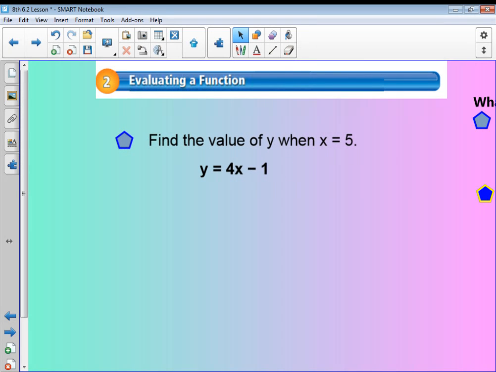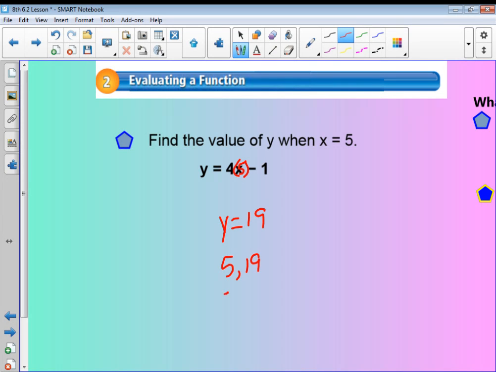Okay, find the value of y when x is 5. So we're going to put a 5 in place of this. Okay, 4 times 5 is 20, minus 1 is 19. We just found out that y equals 19. So coordinate pairs would be 5, 19, or our input is 5, our output is 19.